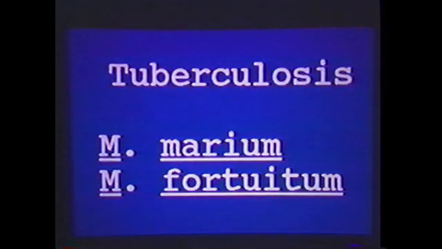Tuberculosis can be seen in numerous species of fish. This disease is primarily a lesion of older fish that have been in aquariums for a considerable length of time. Two mycobacteria, Mycobacterium marinum and fortuitum, are quite common in causing this lesion.